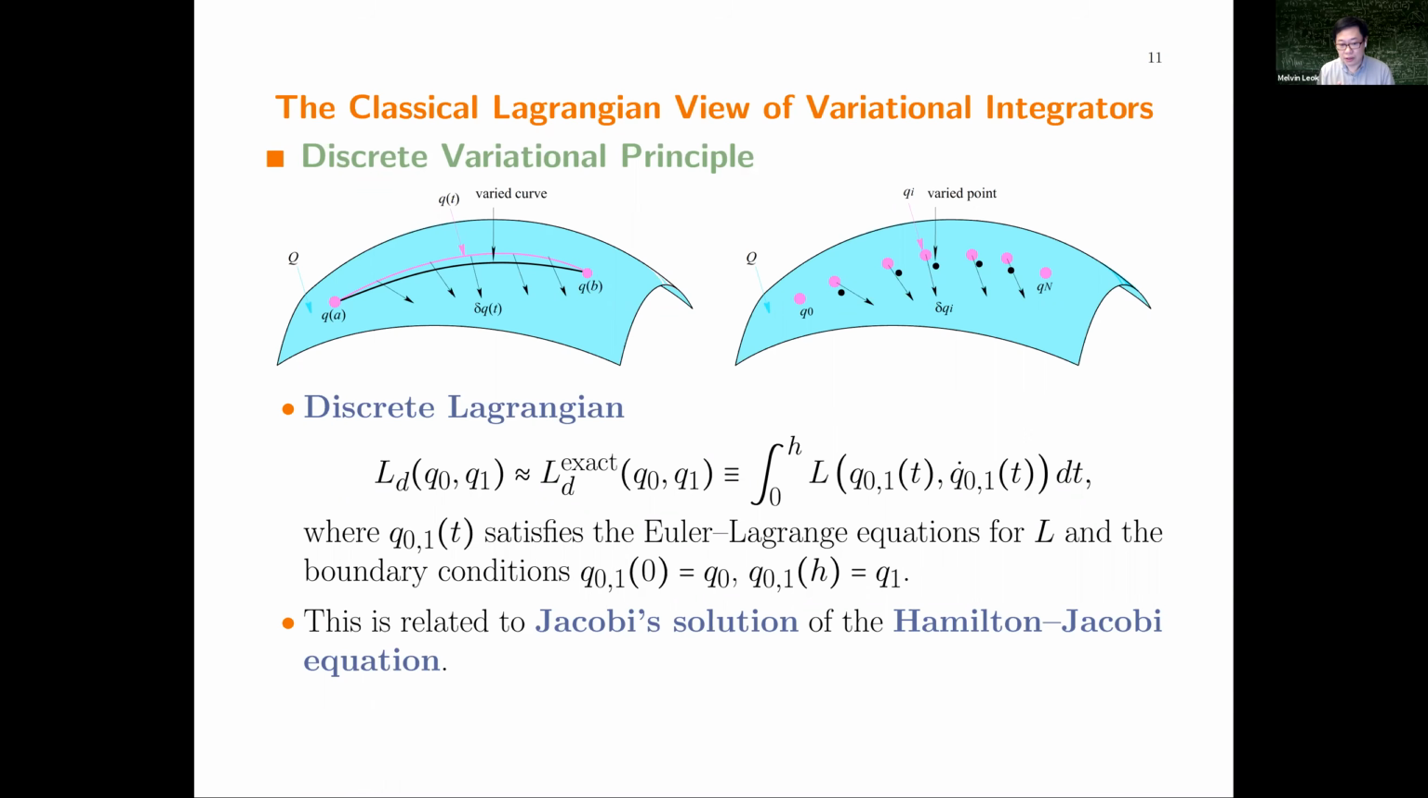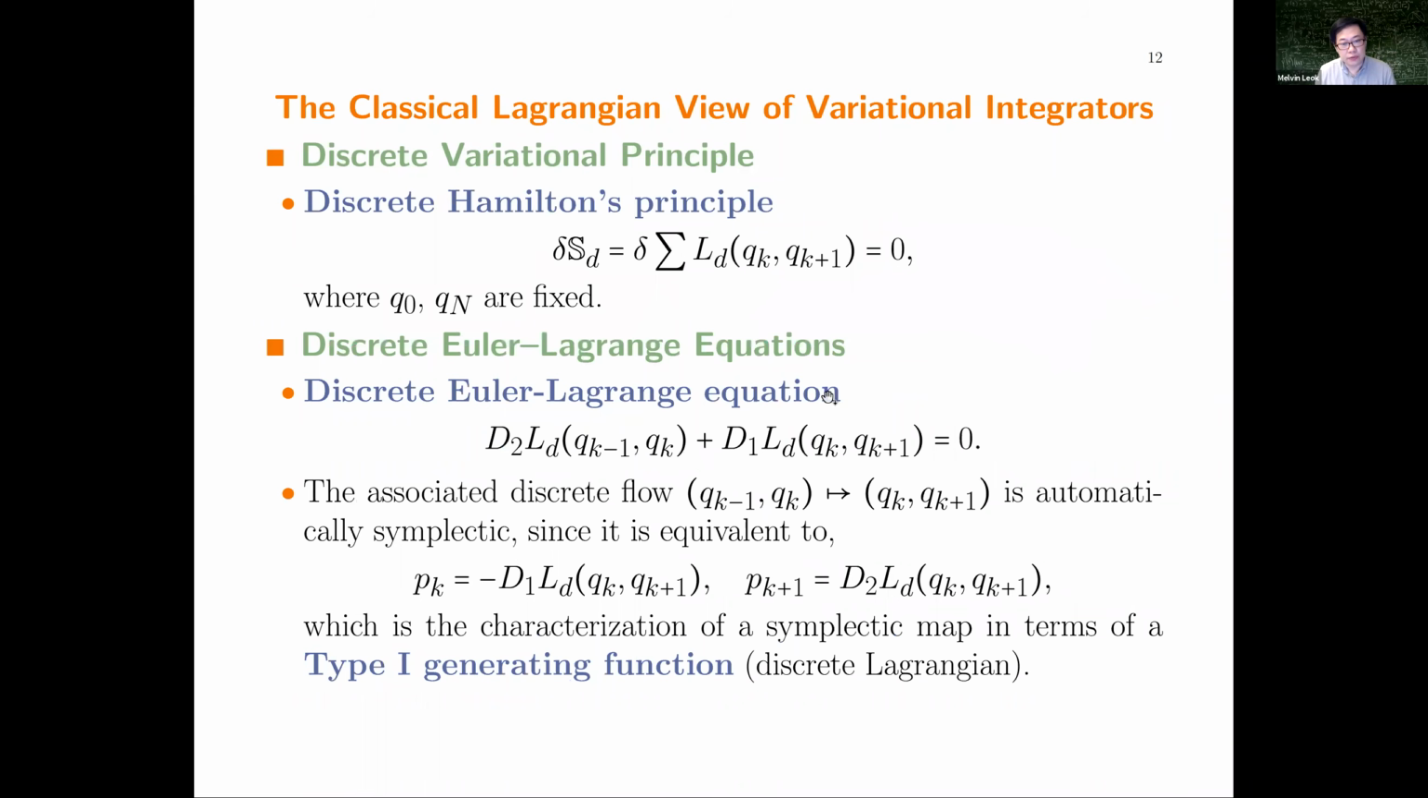So you can construct arbitrarily high order discretizations of the exact discrete Lagrangian, which will give you numerical methods, again, of arbitrarily high order. All right. So before I go on, let me say something about the equations you get from this.